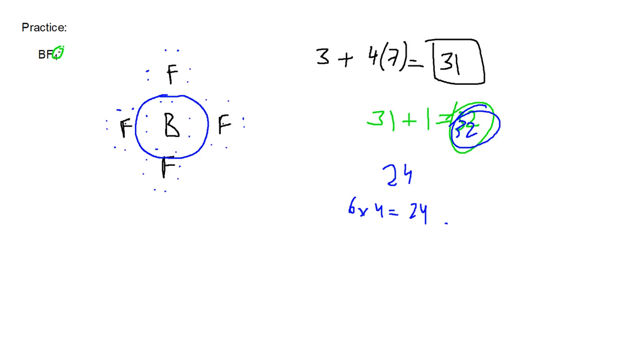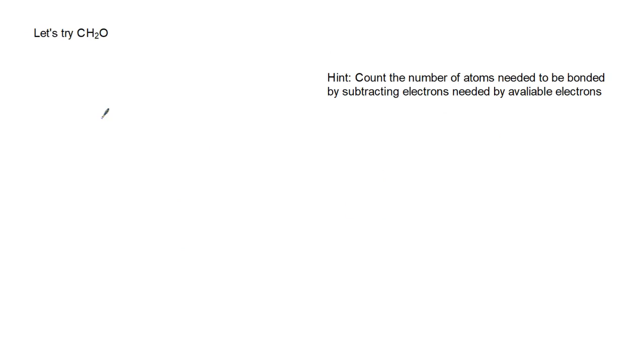So our final diagram is going to be B, F, F, F, F. We have our bonds, and then we have our outside electrons. And that's it. Okay, let's try our next example. CH2O, right? This is a little bit more complicated.